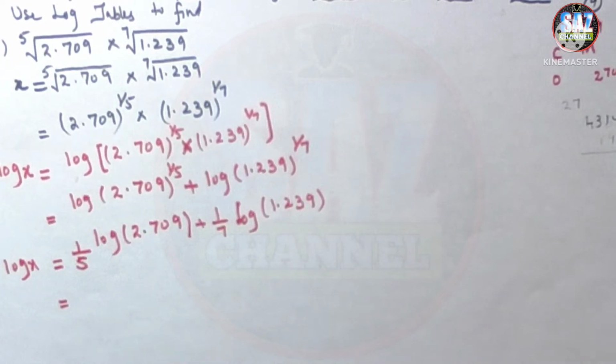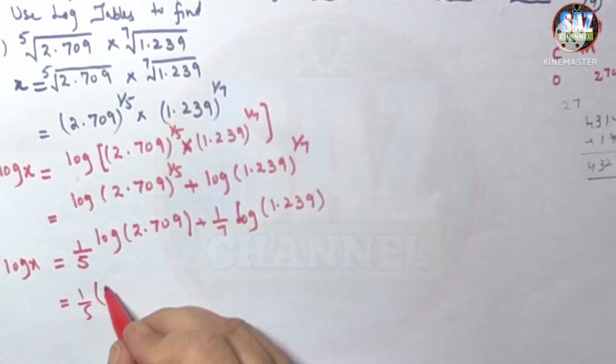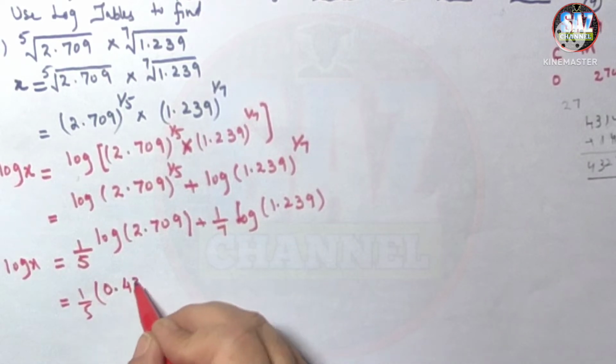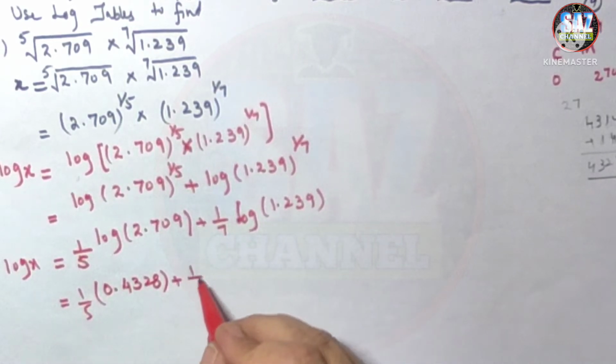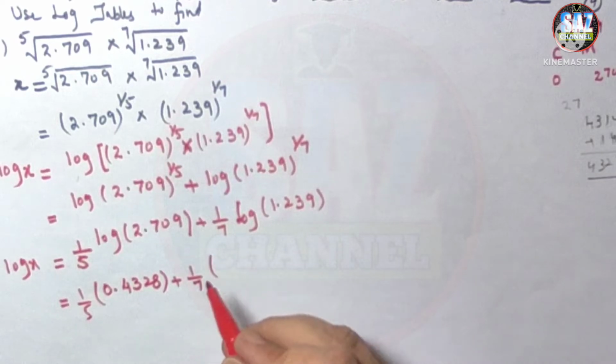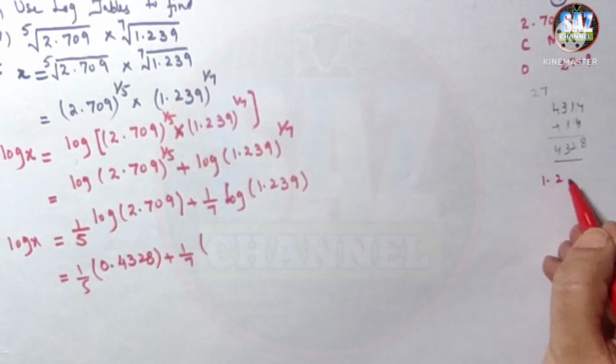Difference column 9 is giving me 14. I have to add up the numbers 8, 2, 4, 3, 2, 8, 4, 3, 2, 8. So the log of this number will be 1 by 5 into 0.4328. Coming to the second part, that is 1 by 7 and log of the second number, which is 1.239.